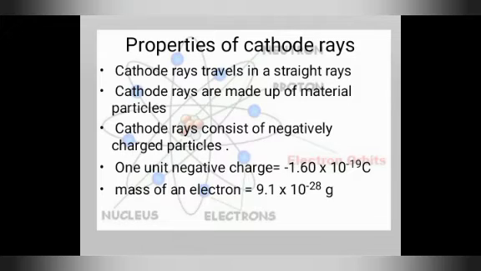Cathode rays consist of negatively charged particles. How did he check? Because he found that those particles are moving toward the positively charged plate, so negative is attracting positive. The unit negative charge he calculated as minus 1.60 into 10 raised to minus 19 coulomb. These values need to be learned and kept in your mind, because when we solve numericals these values will help. The mass of electron is 9.1 into 10 raised to minus 28 gram.